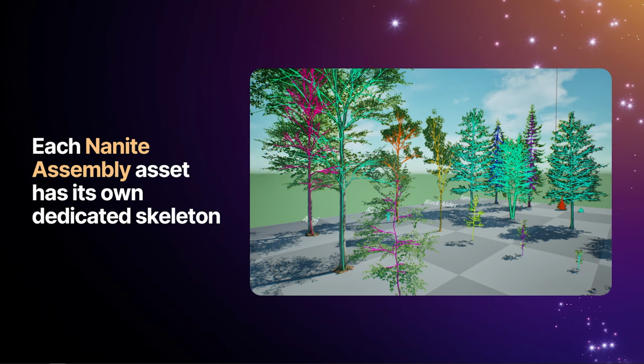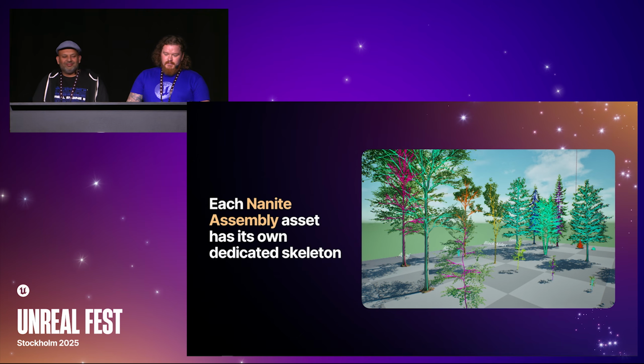So each of these Nanite assemblies has its own dedicated skeleton, which you can see in this gloriously colored 80s style debug view. They all have their own dedicated skeleton. It's used for animation and moving the trees around.